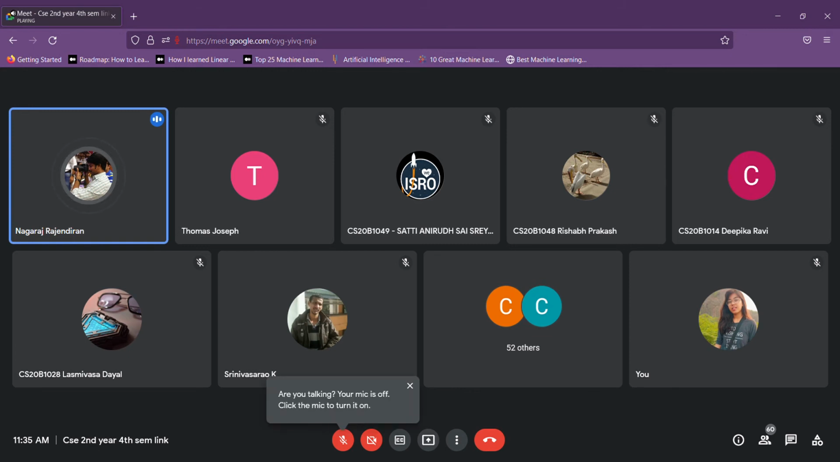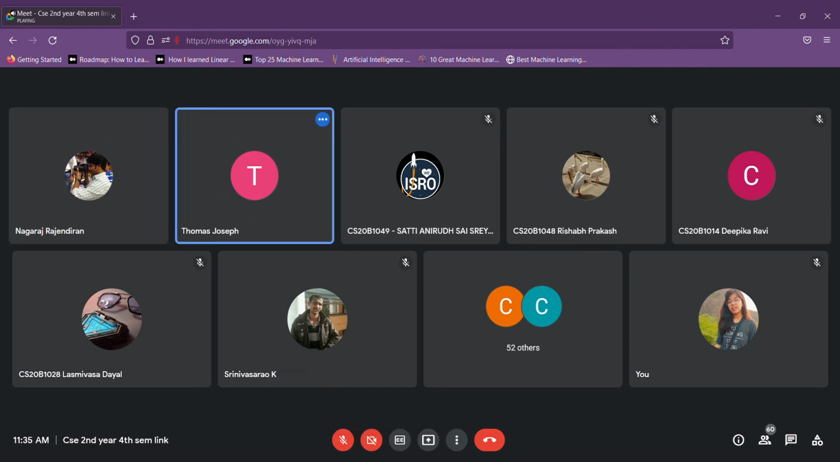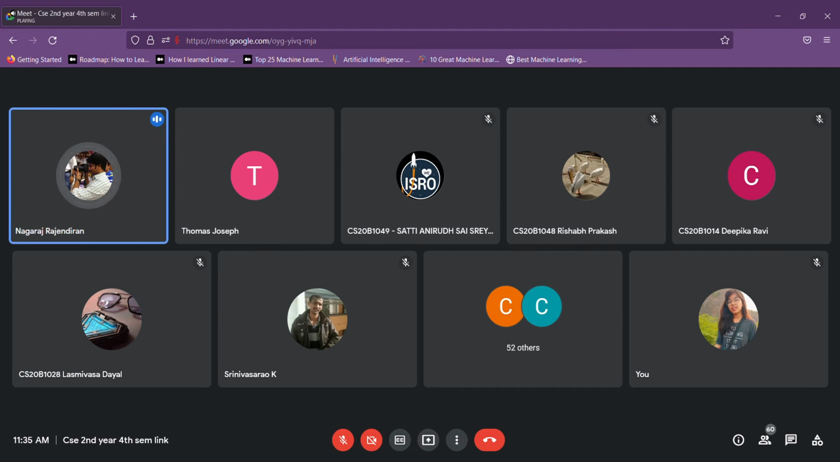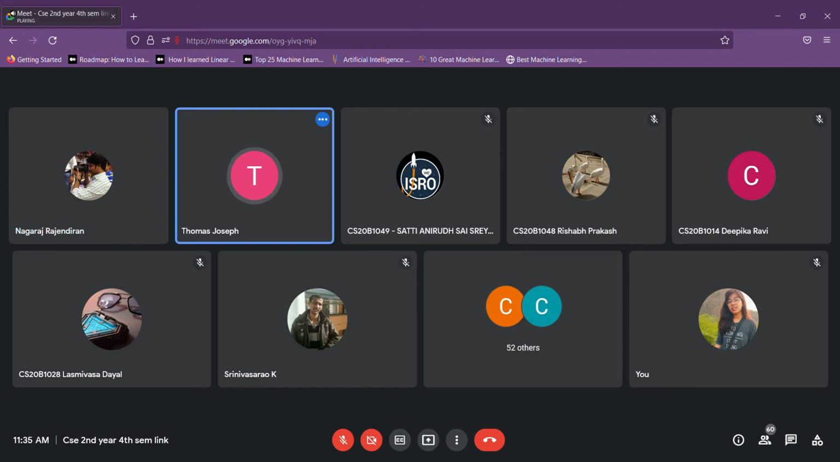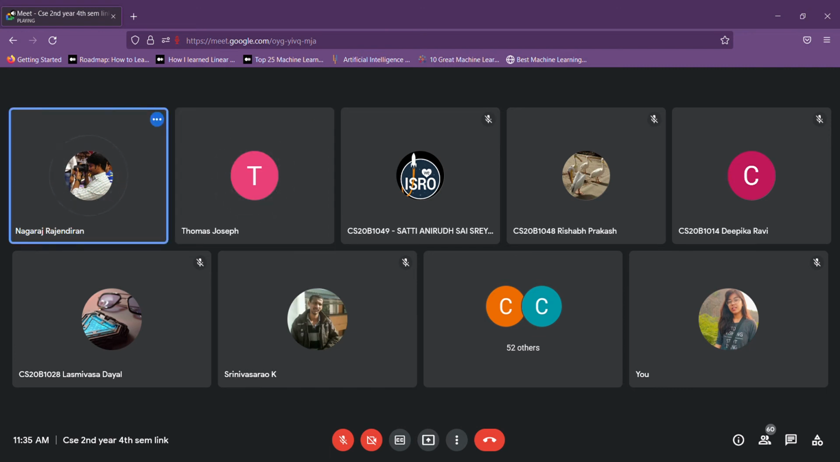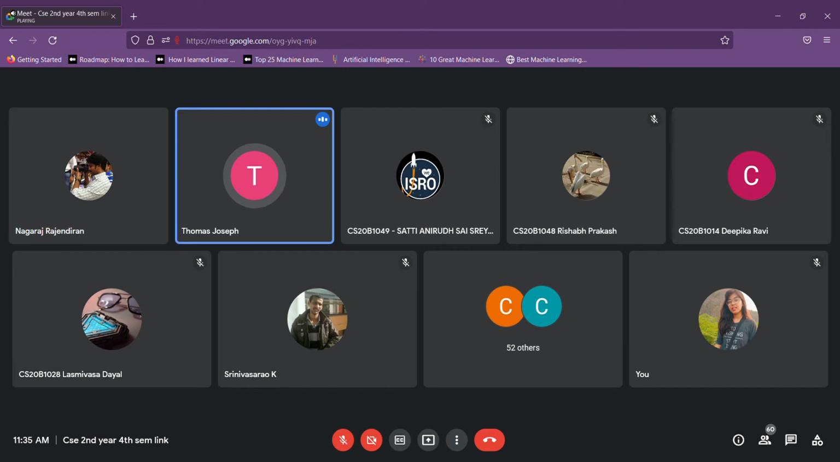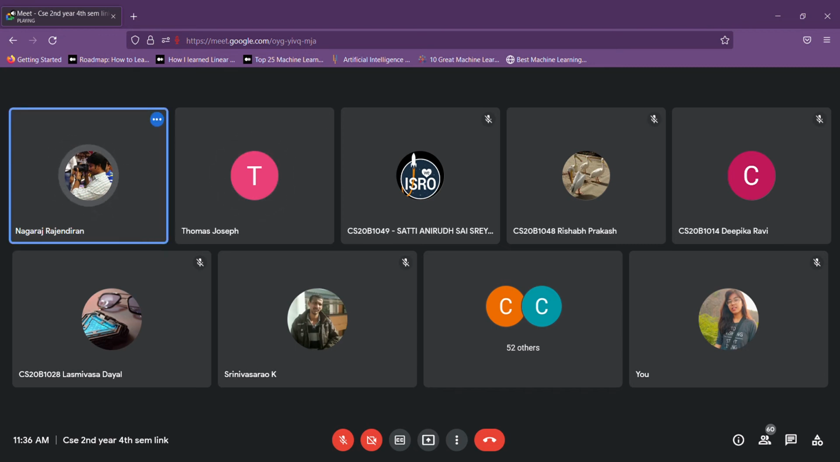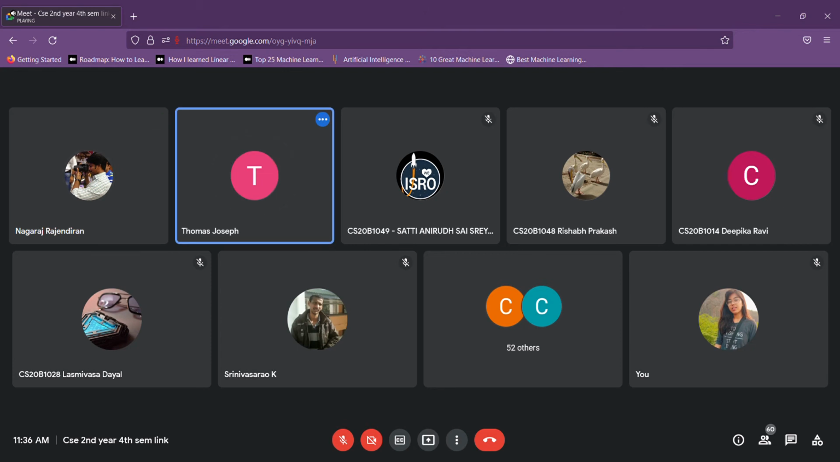Sir, now we need to do code conversion, sir. Shall I share my screen and explain the code? Yeah, you can directly explain the code. For which experiment it is, if it is binary to some other conversion, you can also explain that. Okay. Only the code and the output, sir. Yeah, that is enough.